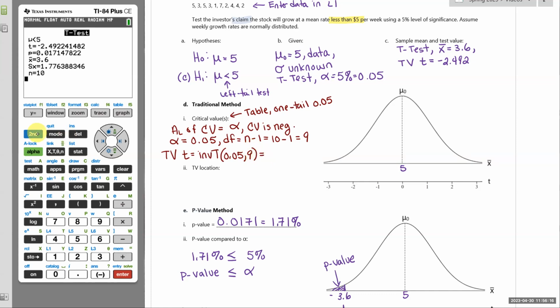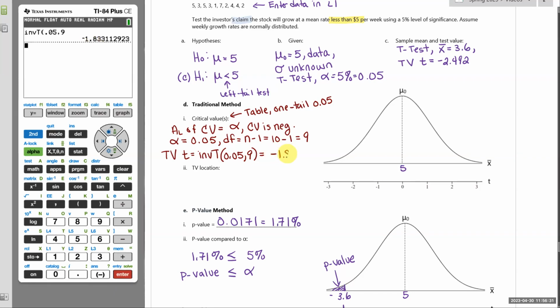So I'm going to use my calculator so you don't have to watch me jump back and forth to a table. All right, so it's negative 1.833. If you're reading the table, it won't put the negative in for you. So you do have to just remember that for a left tail test. You'll read the table, it'll say 1.833, and you remember to put the negative in yourself.